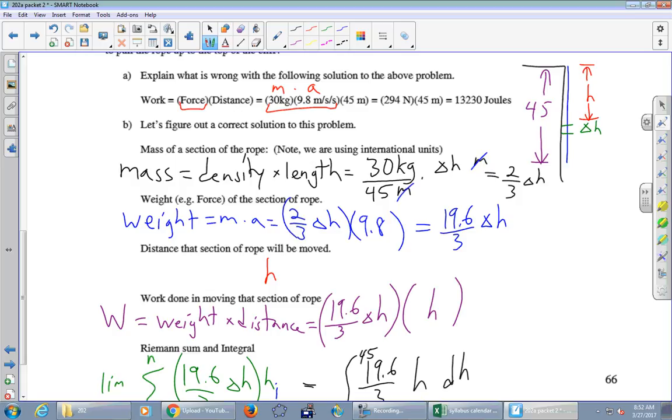So we agree that the mass is perfect, right? 2/3 delta H is exactly the right mass for that little section of rope, no matter how big or small the delta H is. And then we multiply the mass times the acceleration. So this weight is exactly perfect for that little segment of rope. What's the problem with the H here?